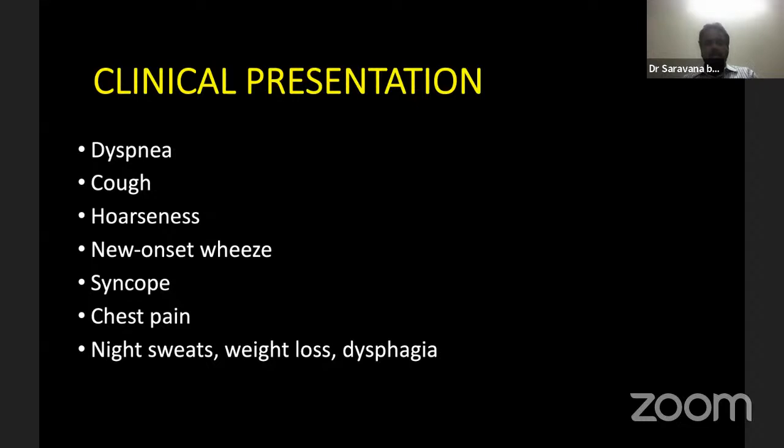Some patients may develop syncope and chest pain, due to the reduced preload from the SVC compression, so the cardiac output is reduced in these patients. So these patients may develop the symptoms of low cardiac output like syncope and chest pain. And also, due to the tumor effects, they may have some weight loss and dysphagia, if the tumor is large enough to compress the esophagus posteriorly.